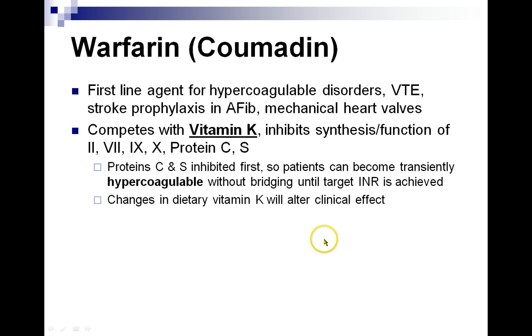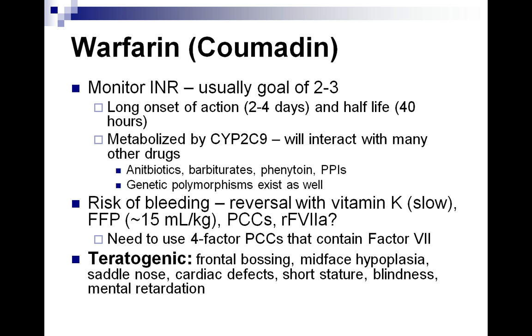Patients can actually change the clinical effect of Coumadin just by changing how much vitamin K they take in. And a significant change in either direction of vitamin K can have a significant clinical impact in patients who are already taking Coumadin. These patients have to have their INR monitored. Usually the goal is to have an INR of about 2 to 3. The onset of action of Coumadin is fairly long. It's about 2 to 4 days, and its half-life can be up to 40 hours. And so they'll need to be rechecked regularly to see which dose works to get them to the target INR.